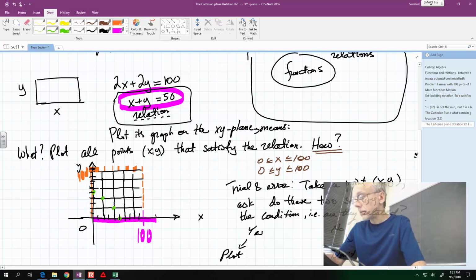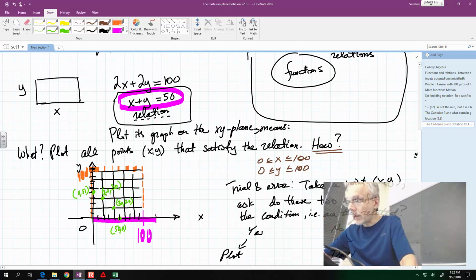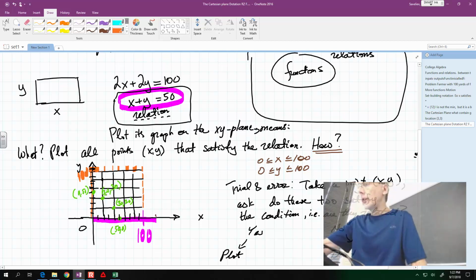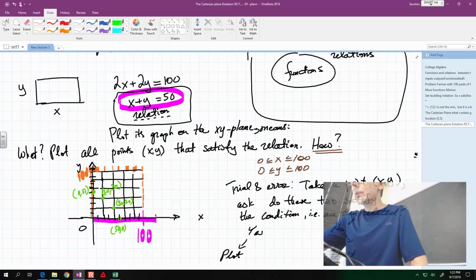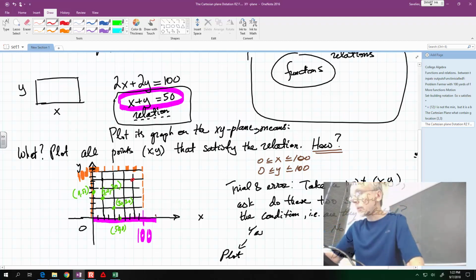So let me mark them. So 50 and 0, 0 and 50. Okay, so 30 and 20, 20 and 30. So one by one, and then there are these. You will discover more, but if we are to be honest, you actually do it like this. Say 40 and 40, and the answer is no. So don't plot it. This one is also no.